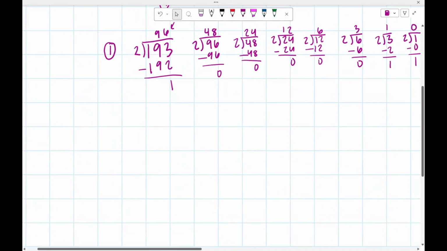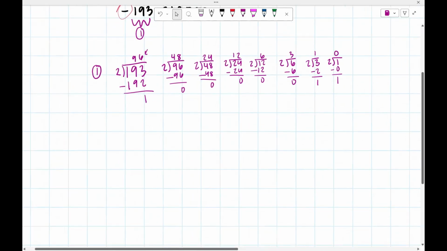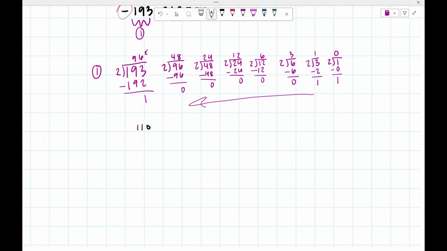Okay, so that's our first half of the mantissa. We can go ahead and write it from most to least significant bit. So that's going to be 1, 1, 0.